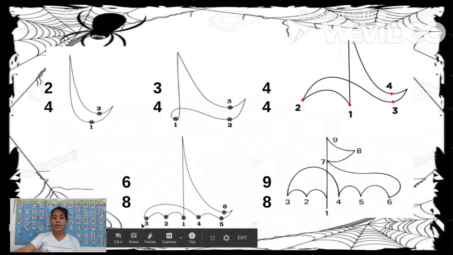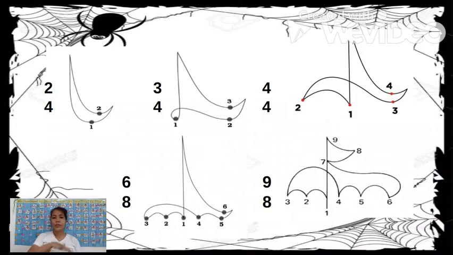1, 2, 3, 4, 5, 6. Again, 1, 2, 3, 4, 5, 6. So 2 at the left side, 2 at the right side, and then 1 up. Okay. Down, left, left, right, right, up. Down, left, left, right, right, up.